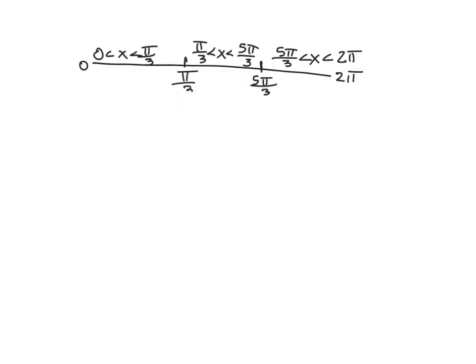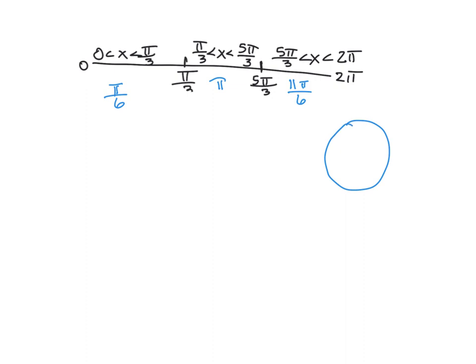So now let's select a point between 0 and pi over 3. I know that pi over 6 is in between those two. Between pi over 3 and 5 pi over 3, I know pi is in between there. And between 5 pi over 3 and 2 pi, I know that 11 pi over 6 is in there. Now, how do I know those are in there?